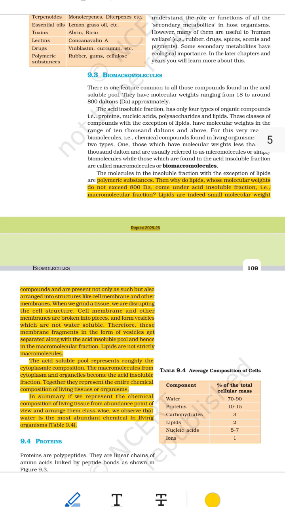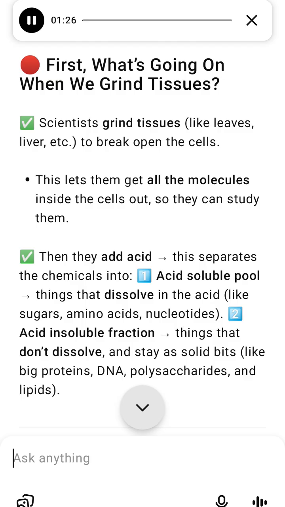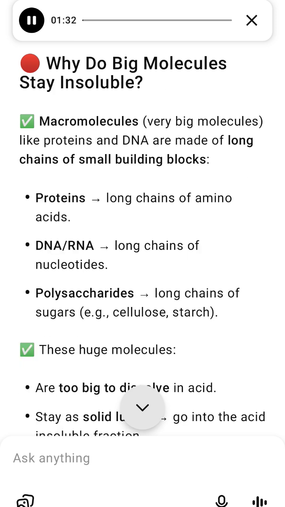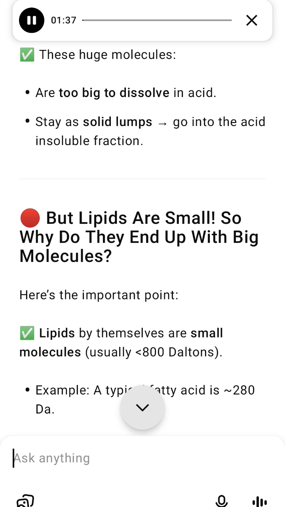What are macromolecules and polymers? Macromolecules are large molecules made up of many repeating units. Proteins are made of amino acids. DNA and RNA are made of nucleotides. Polysaccharides are made of sugars. Lipids are not polymers. They don't consist of repeating units, but they form large structures like membranes and vesicles, which behave similarly to macromolecules in this context.